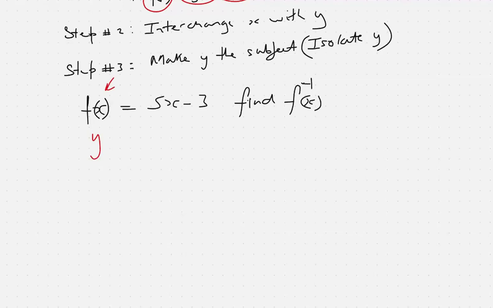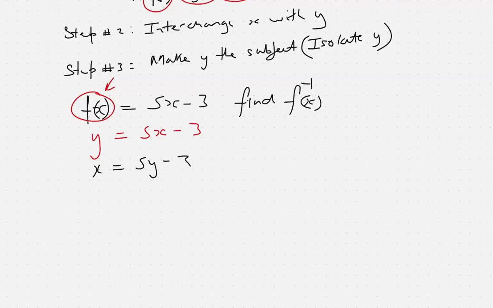All you have to do is replace this symbol right here with y. So if it's g of x, replace it with y. H of x, replace it with y. R of x, replace it with y. Sigma of x, replace it with y. Now, step two, we're going to interchange x with y. What do you mean by interchange? Interchange means exchange position. Since y is here, put an x there. And since x is there, put a y there. And that's step two.